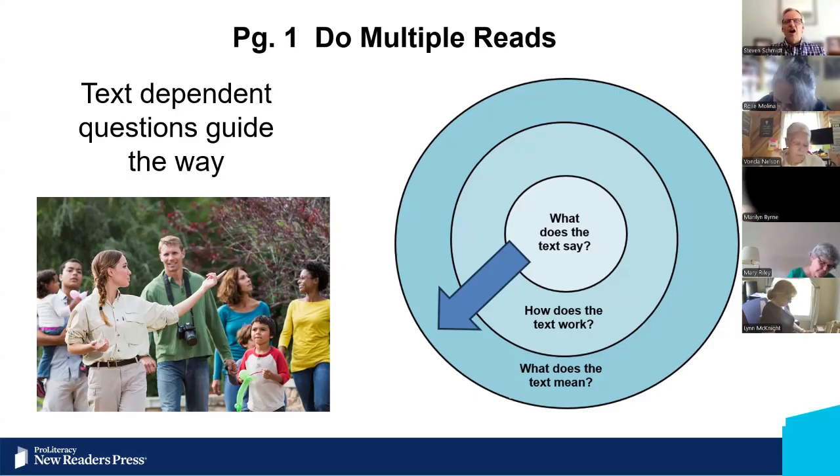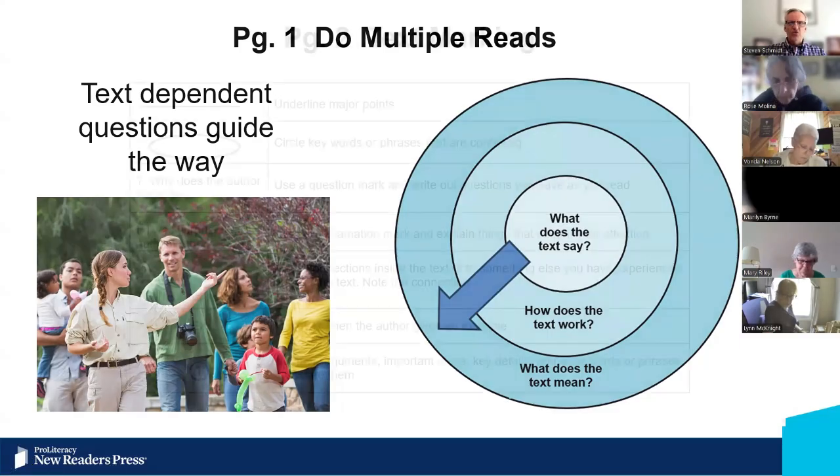That type of thing. And then we're going to go toward what does the text mean? What's the author's purpose? Why did they write that? What are they trying to get the reader to think, feel, do? So that's our goal as we do these multiple reads. And as you see in the picture, the guide is pointing things out. The text dependent questions that we ask as we do a close reading are guiding the way, so they guide the way through the multiple readings that we hope to do.